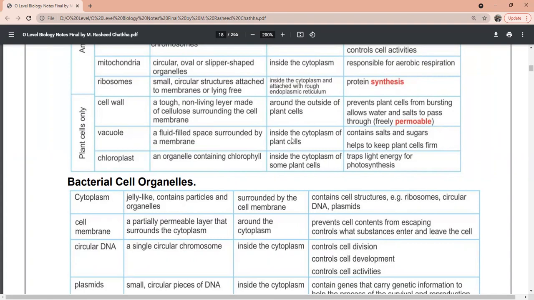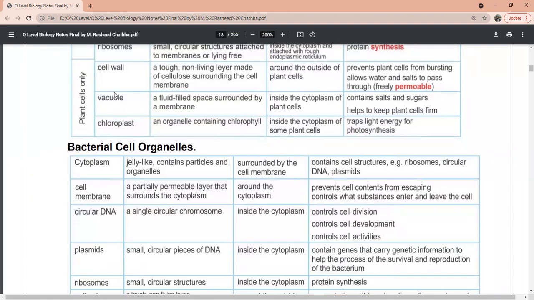Next is the cell wall, a tough non-living layer made up of cellulose surrounding the cell membrane. It is around the outside of the plant cells, and the function of the cell wall is that it prevents plant cells from bursting, and allows water and salts to pass through freely. So this is a freely permeable membrane. You can say fully permeable membrane, or sometimes it's written permeable. So it means fully permeable.